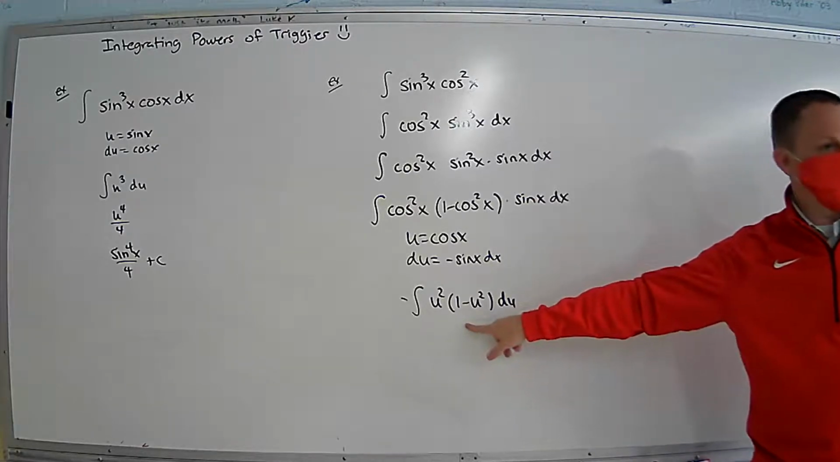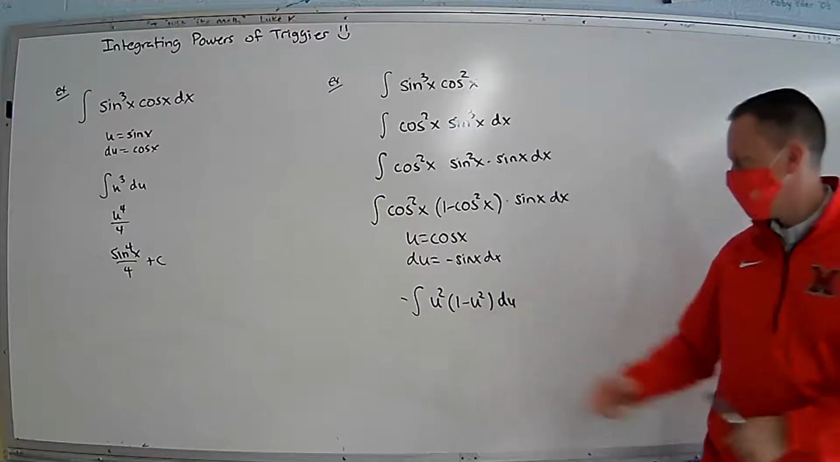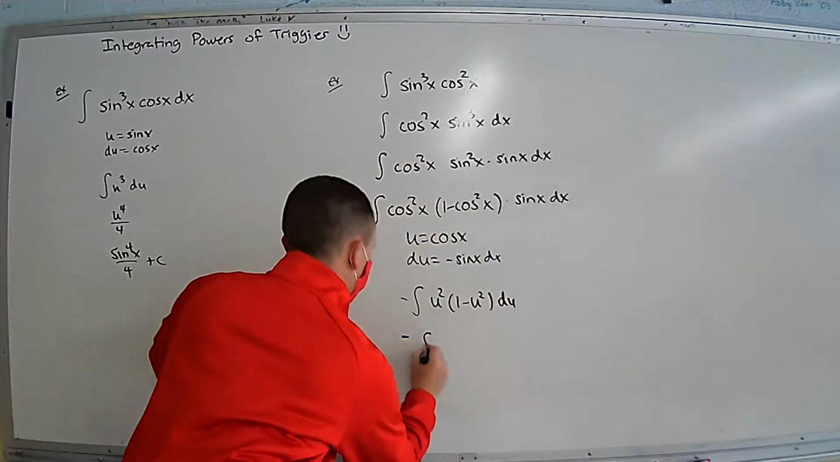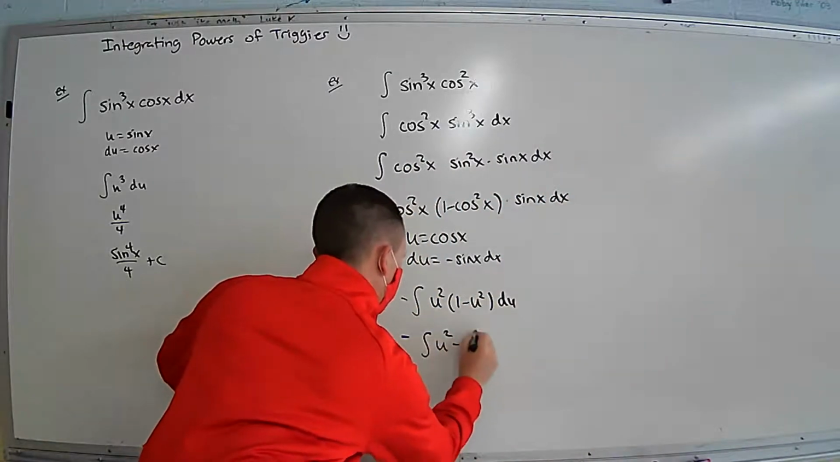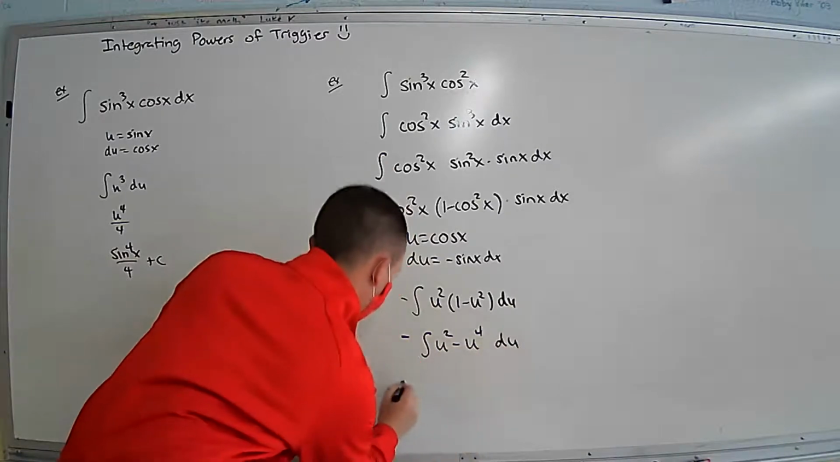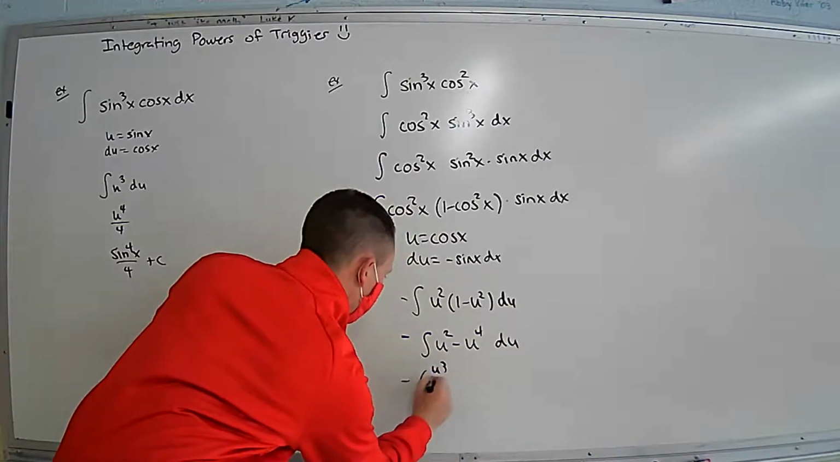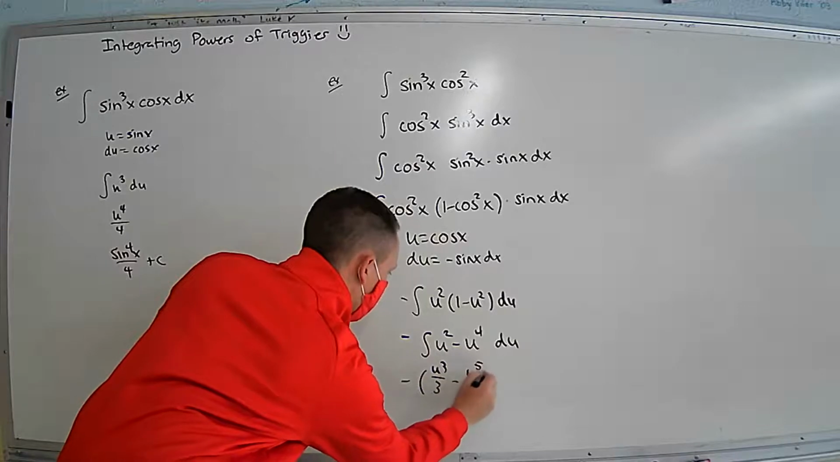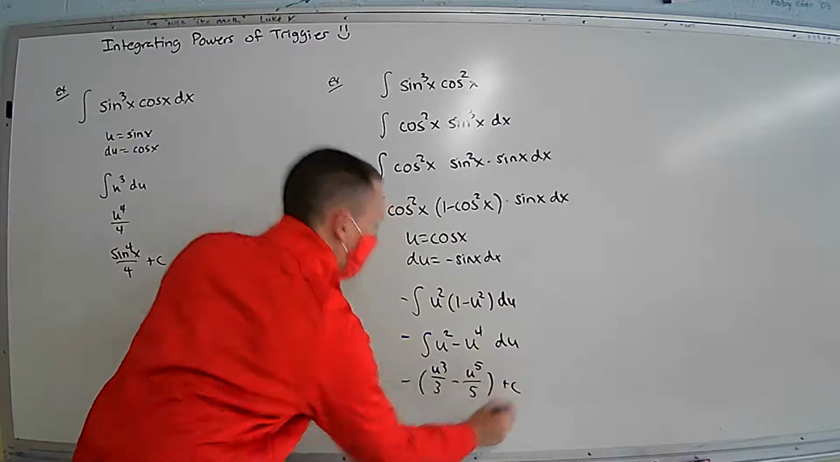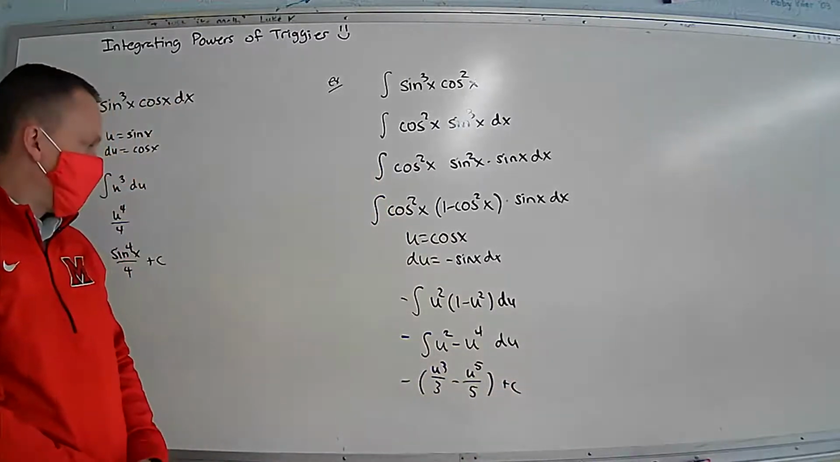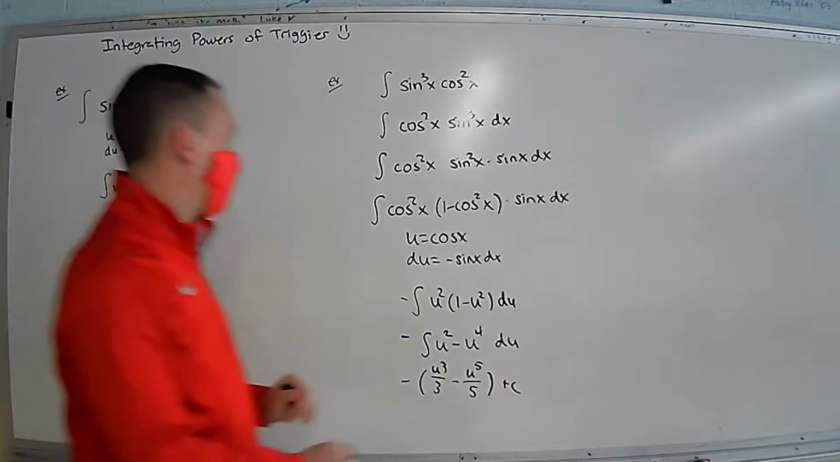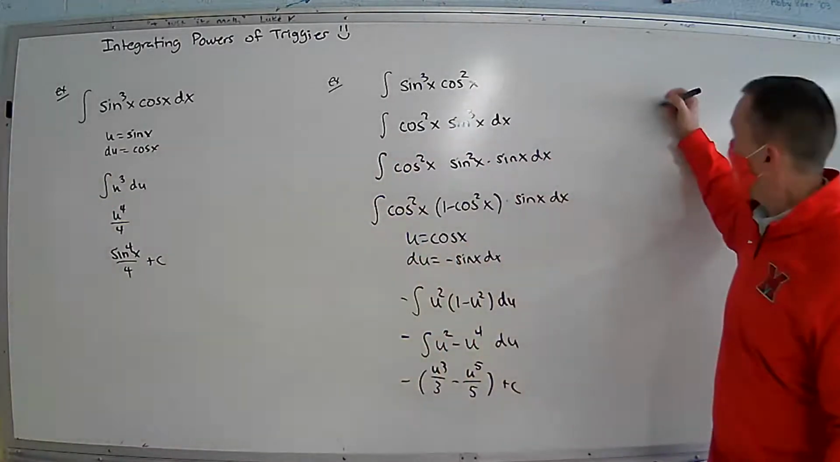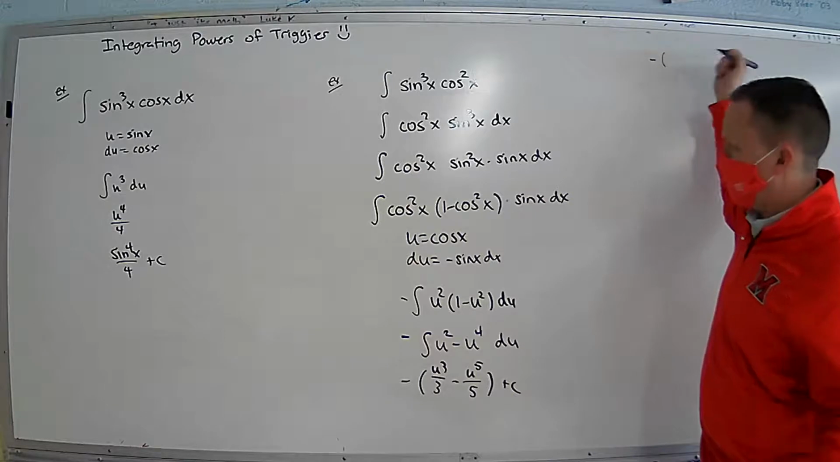What do you have to do to this to make it really easy? Distribute. So it's negative u to the third over 3 minus u to the 5 over 5 plus the chips. And then go back and resubstitute. What was u? I forget. Cosine.